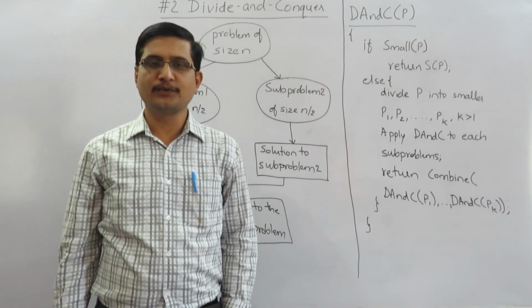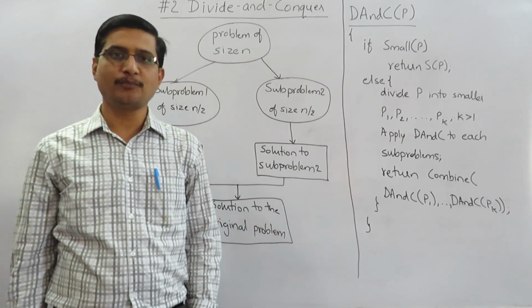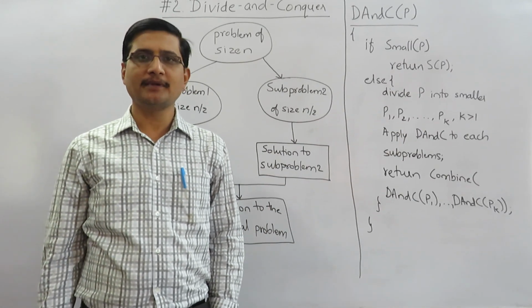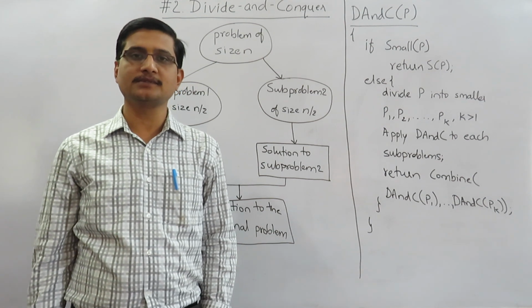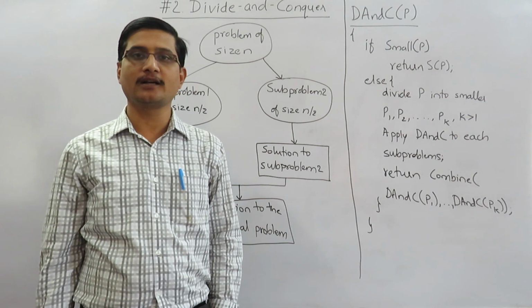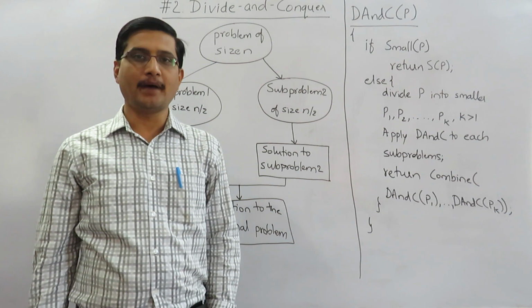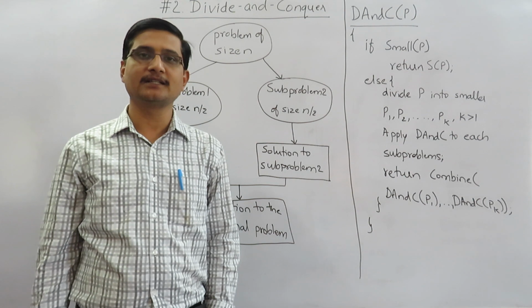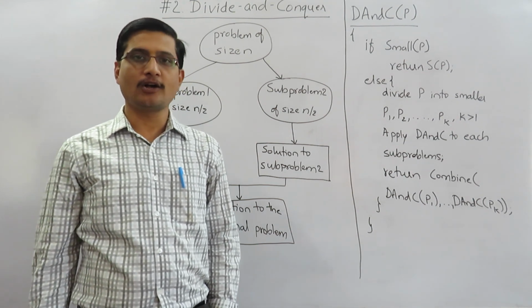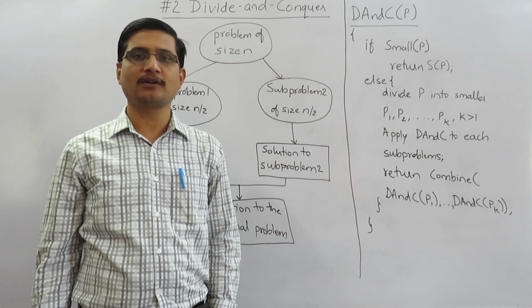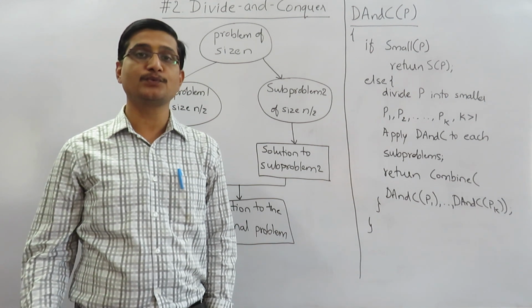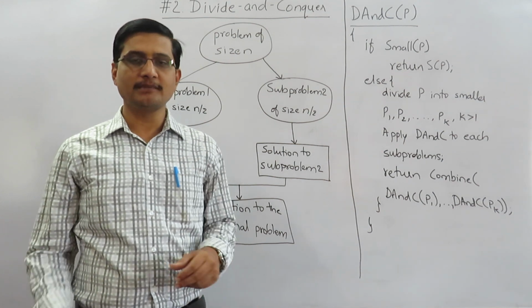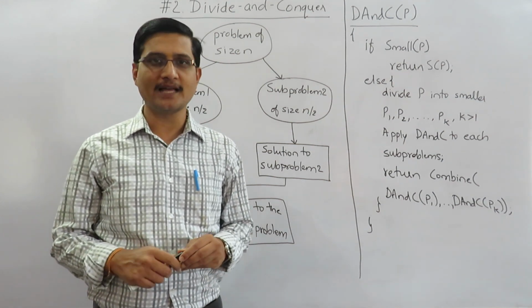Hello friends, in this video we will discuss one of the very important algorithm design strategies, that is divide and conquer. There are many strategies for designing algorithms like brute force, divide and conquer, dynamic programming, backtracking, greedy technique. There are many methods, but one of the very famous methods is divide and conquer. Here, strategy stands for a technique or a procedure which we can apply if there is a problem.